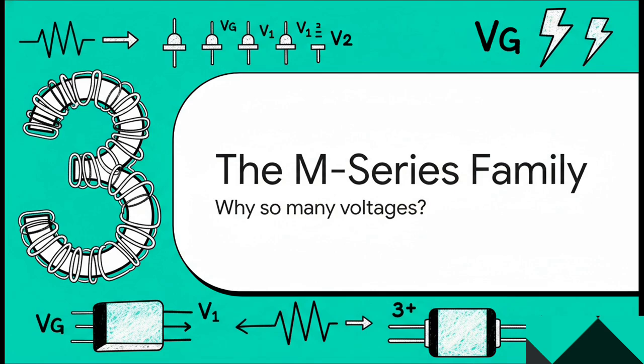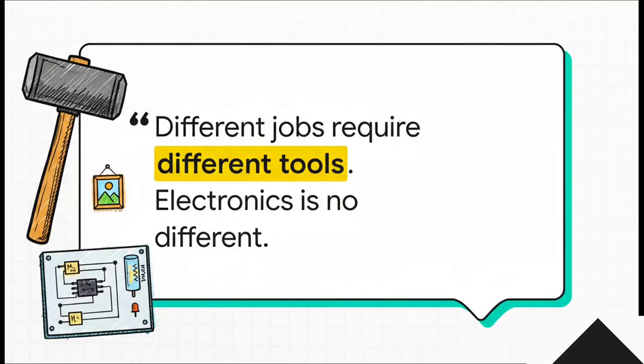That's a huge range. So why? Why so many different options? Why not just make one super diode that does it all? Well, it comes down to a really simple idea. Different jobs require different tools. And that's just as true in electronics as it is in a workshop. You wouldn't use a sledgehammer to put a tiny nail on the wall, right? Same idea here. You don't want to use a massive, high-voltage diode for a delicate, low-power job.